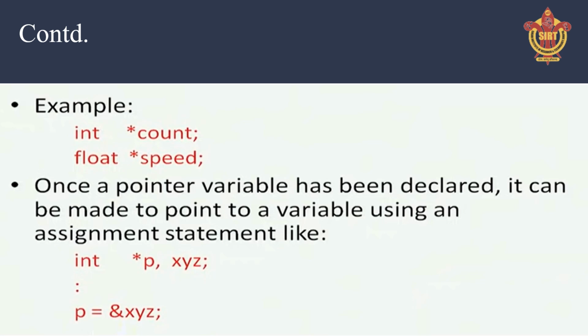As we all know, the ampersand sign which I am using in this statement gives the address of the variable. So the address of this integer variable xyz will be stored in this pointer variable. Why are we able to store the address in this variable p? Because it is declared as a pointer variable. So we declare the data type of the pointer variable, and after that we assign the address, which is called the initialization of this pointer variable.